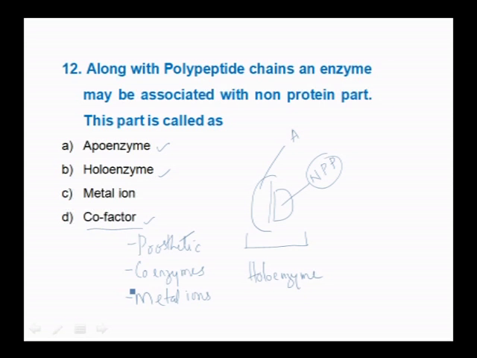So do remember, the non-protein part that they have mentioned here is actually D, cofactor. Apoenzyme is the protein part, B. Holoenzyme is the entire enzyme, having apoenzyme and cofactor. So the answer is D for this.